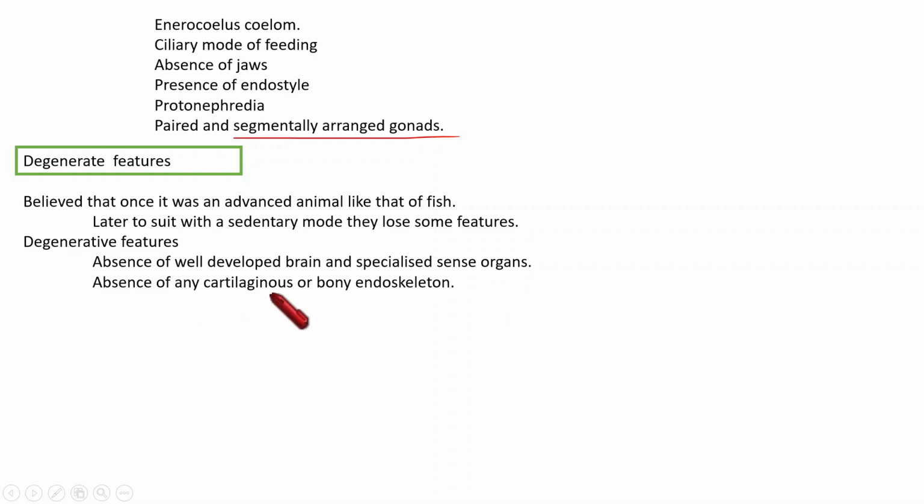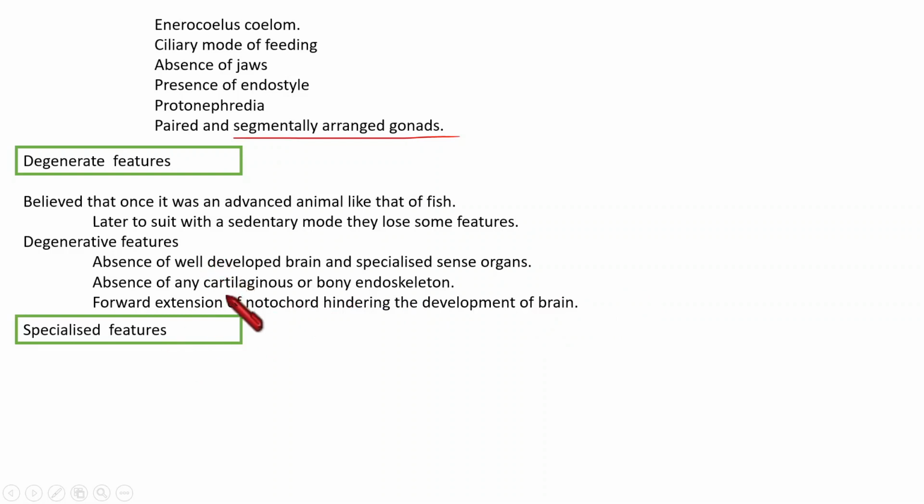Then absence of any cartilaginous or bony endoskeleton. First they possessed it, but for opting to a sedentary mode of life, they needed to shut off. They needed to give up this cartilaginous or bony endoskeleton. So that is also a degenerative feature. And the forward extension of notochord, that feature is hindering the proper development of the brain. So these are the degenerative features.